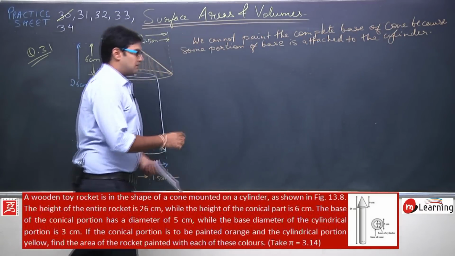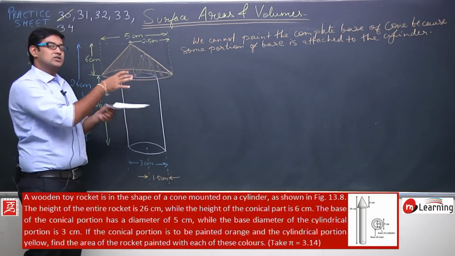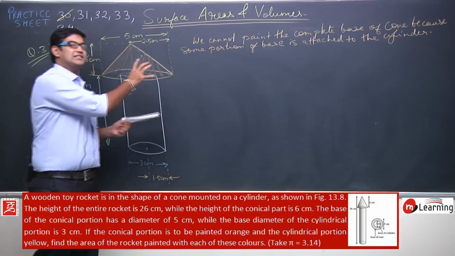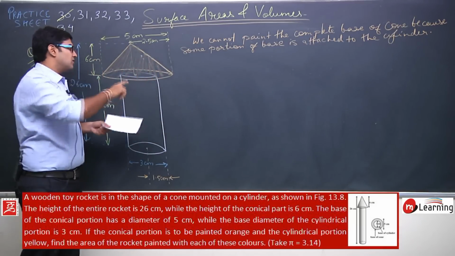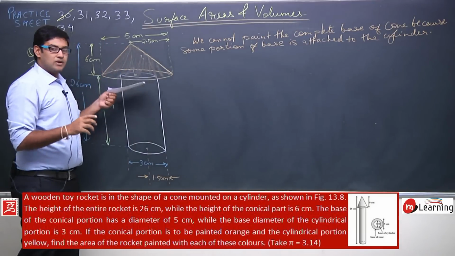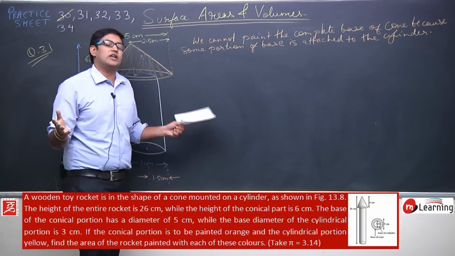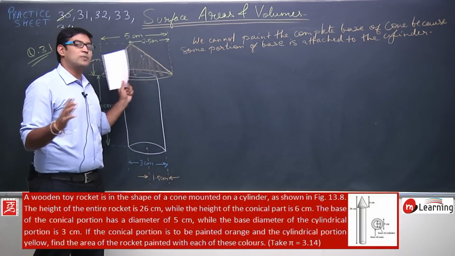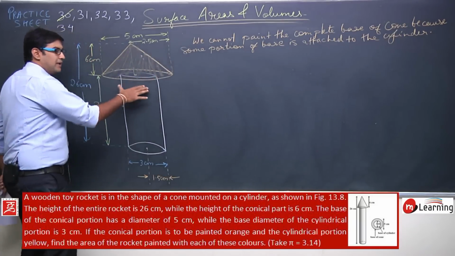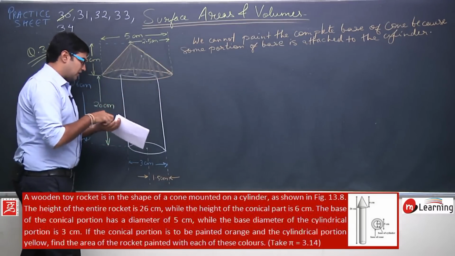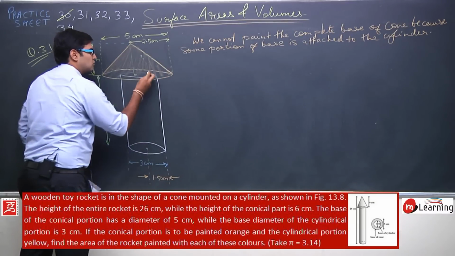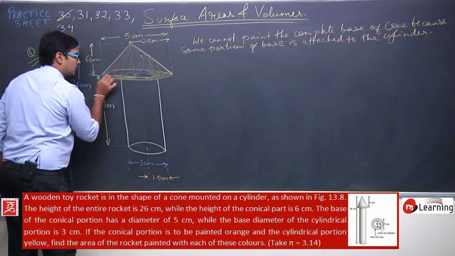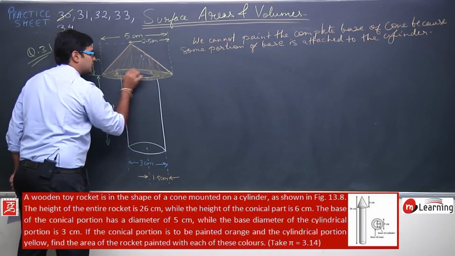Now since some portion of this base is attached to the cylinder, I can only paint the rest of the surface that is open to atmosphere. Try to imagine this rocket in your mind and think which portion of this conical top is open to surrounding. I can see the complete lateral surface of this conical top is open to surrounding, but in the base only that portion which is not covered by the cylinder is open. So only this portion is open for coloring.